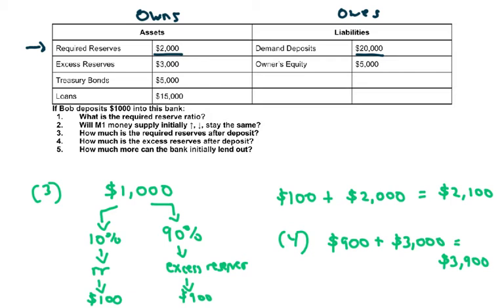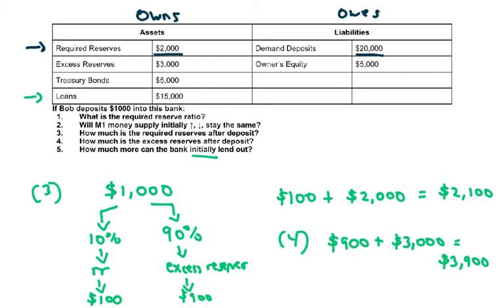That's very important. And so finally for number 5, it says how much more can the bank initially lend out here? Okay, how much more can the bank initially lend out? So we've got to be careful here, right? We've got to be very careful here on how we think about this. The key word here is initially, right? So we know right now the bank is loaning out $15,000, right? But let's say they want to do more loans.